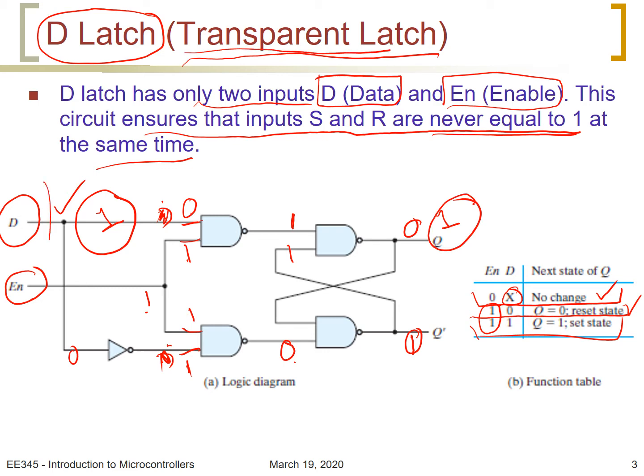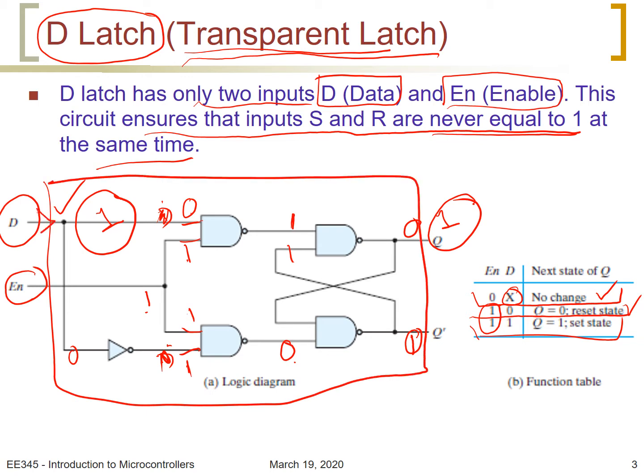So if the latch is in a black box like this here, whatever D is, it appears at the output. If D is 0, the output is 0. If D is 1, the output is 1. That's why they call it transparent latch.